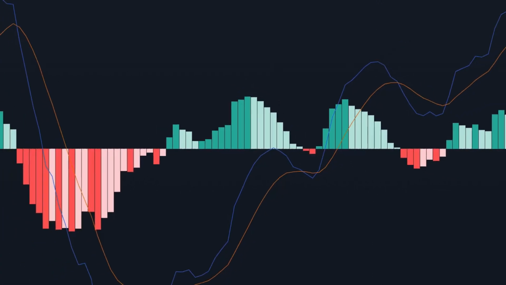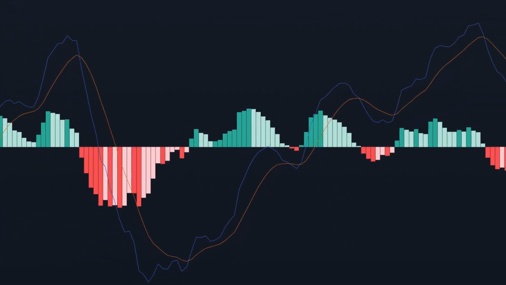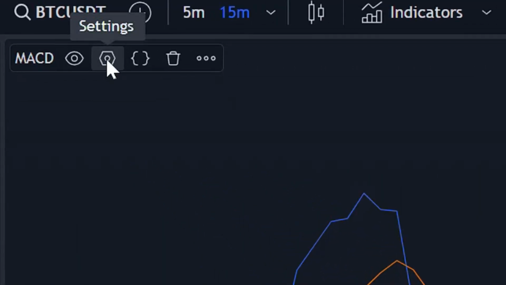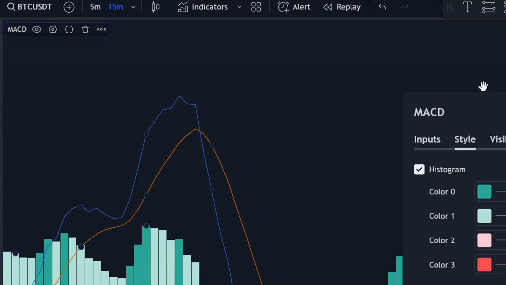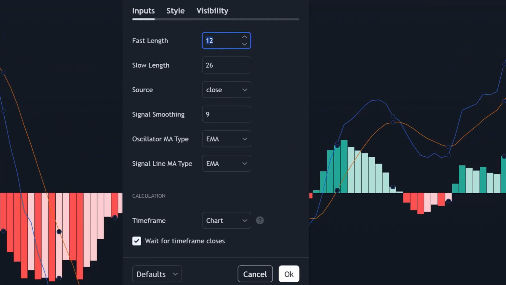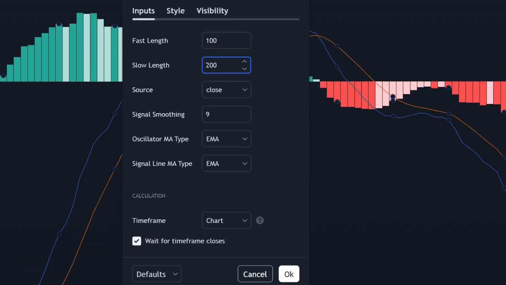Okay, let's get our MACD ready to be our trusty confirmation sidekick. Pop open the MACD settings and hit the Inputs tab. Time for some tweaks. First off, switch the fast length to 100 and the slow length to 200. This way, you'll catch both short-term and long-term trends. Leave everything else alone, but make sure to turn on the wait for timeframe close option.